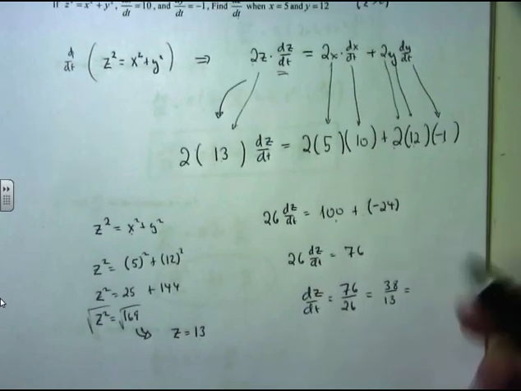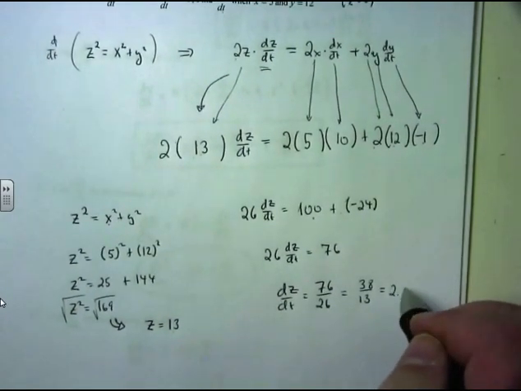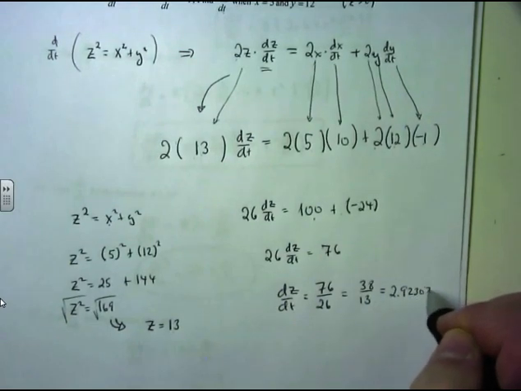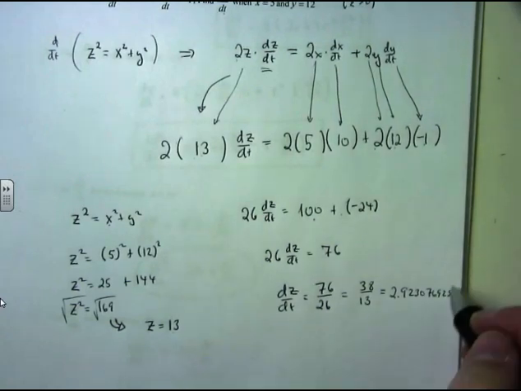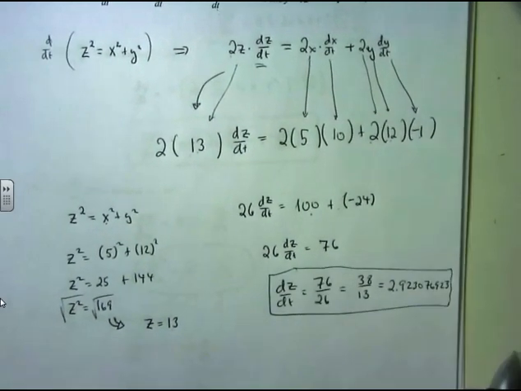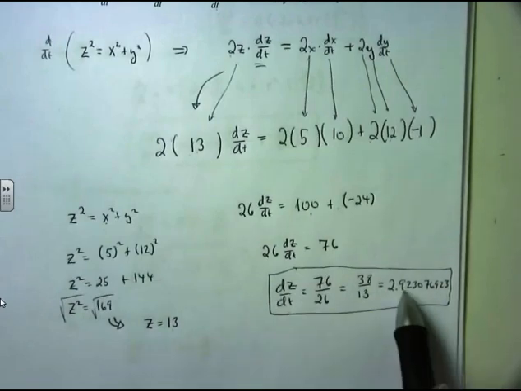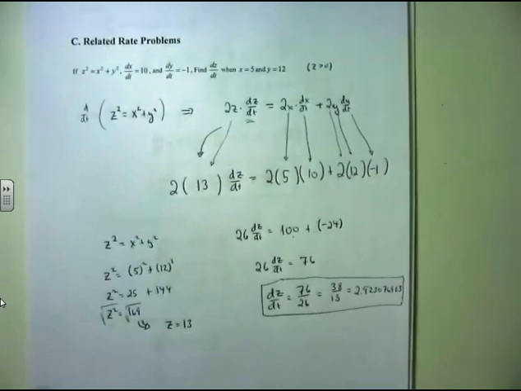But for you engineer types out there, you would be happier with this answer: 2.923076923. And of course, the reason I'm showing you this is because WebWork would take any of these. So there's my answer. The dz/dt is 2.923, and maybe this will be feet per second or miles per hour or some kind of distance.